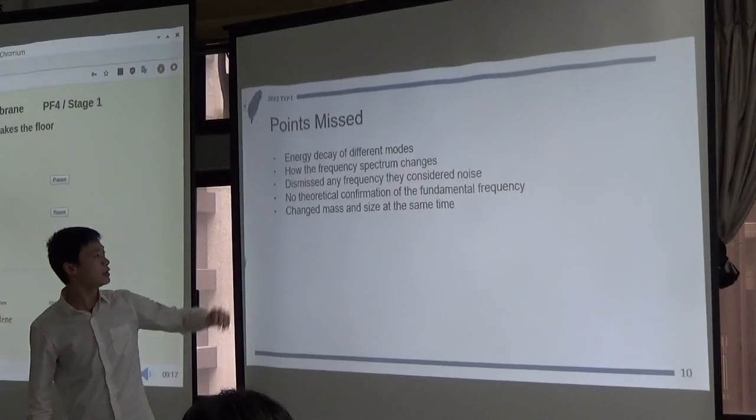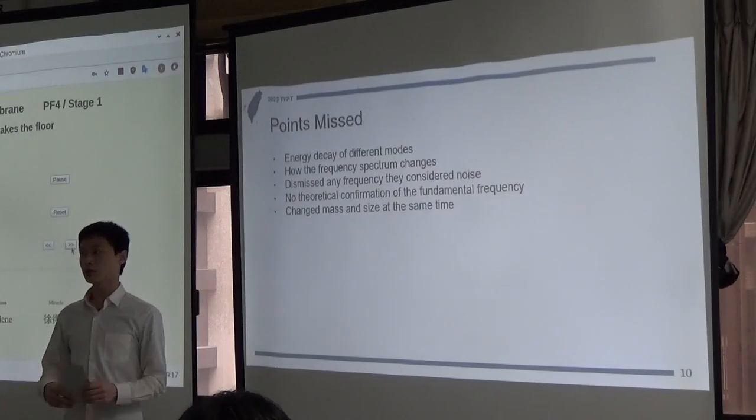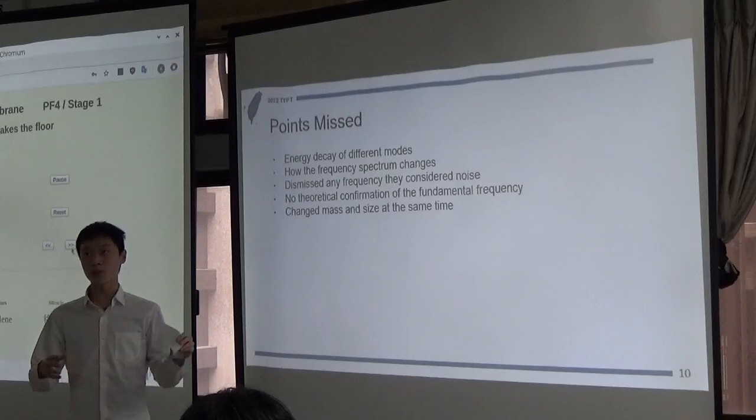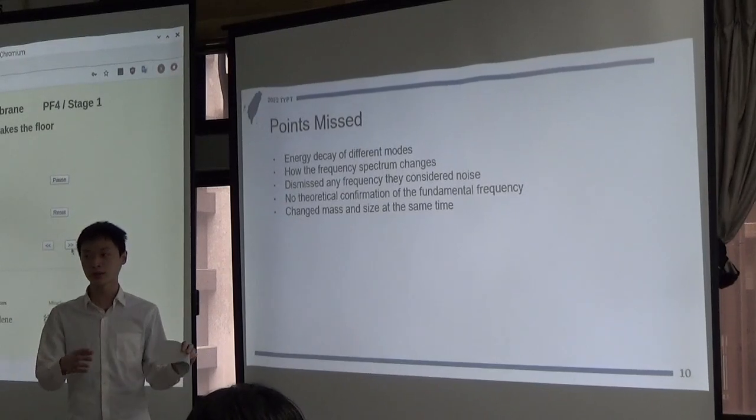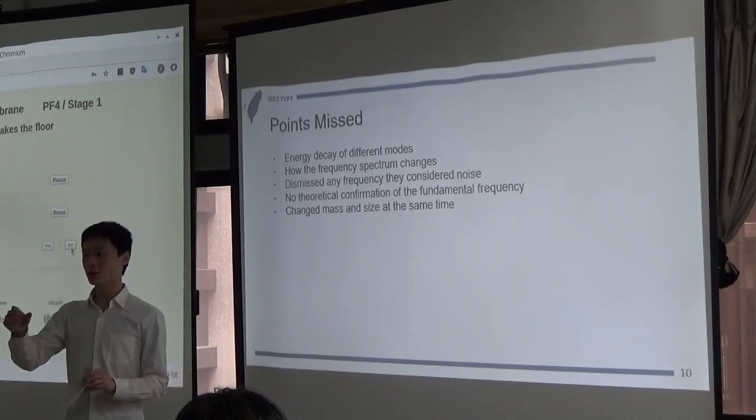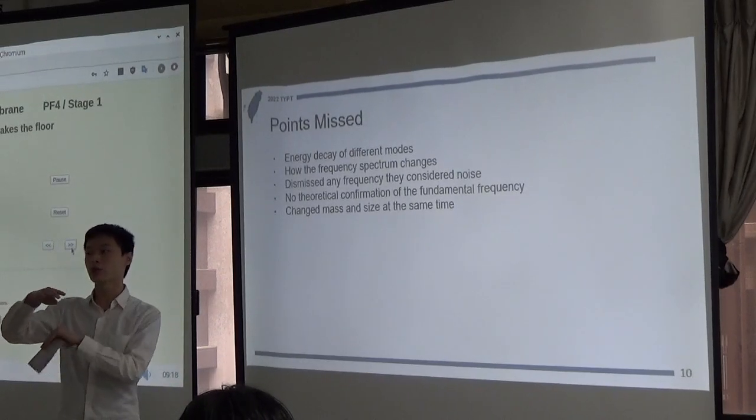Thirdly, they dismiss any frequency they consider noise. So they did not remove noise directly from their frequency spectrum. So maybe if they removed it directly from their frequency spectrum, they will find that at the noise peaks, there will also be some amplitude at that frequency.